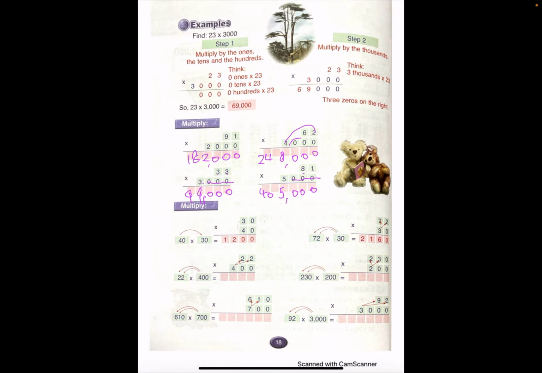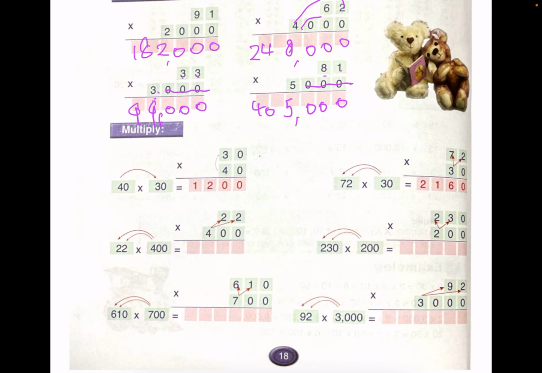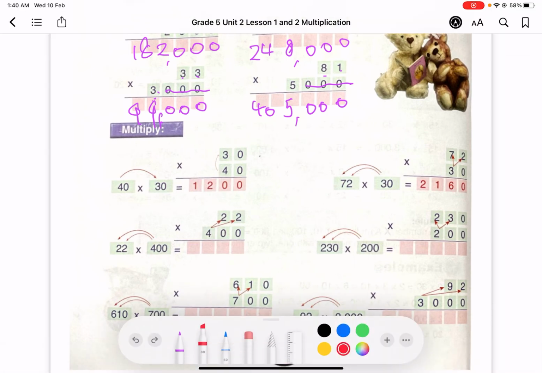Okay, let's do this question. Look what they write for us: 22 multiplied by 400. What should I start with? Yes, you are correct, the 2 zeros. Drop 2 zeros down. Now 4 by 2, 8, and 4 by 2, 8. So the product is 8,800.